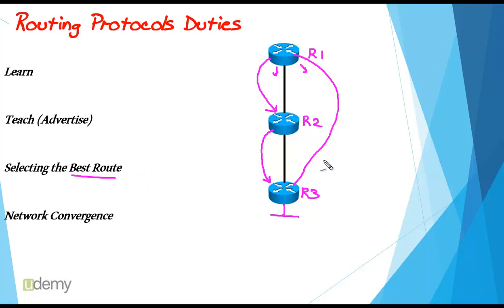And finally, if something changes in the network, for example, there are 2 routes here and router 1 selects this route as the best route, and now this link is down, the dynamic routing protocol has to take action. What? Select the other route and get the network back to the normal situation. This process is called convergence, and the time needed to converge the network is called convergence time. This is one of the important parameters when comparing different routing protocols. So each routing protocol has to do 4 things: learning, advertising, selecting the best route, and network convergence.